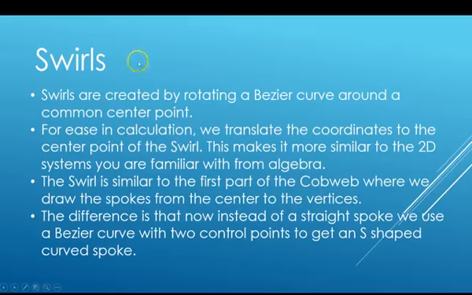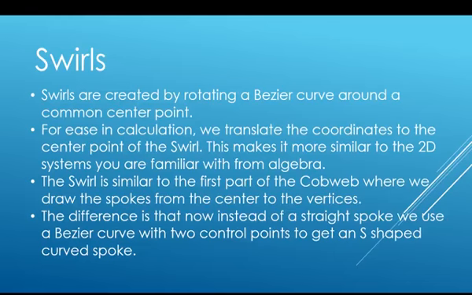The swirl is created by rotating a Bezier curve around a common center point. And for ease in the calculation, we're going to translate the coordinates to the center point of the swirl like we did in the polygon and some of the other things we've done. And this makes it similar to the 2D systems that you're familiar with from algebra, where we have a central y-axis and a central x-axis, and we have the 4 quadrants, and now we have negative coordinates. So again, we've done this before, so it should be pretty straightforward.